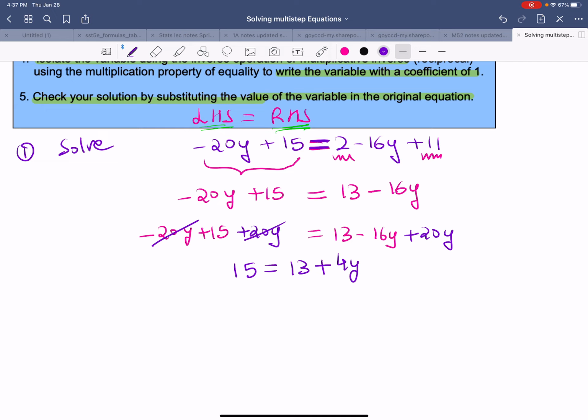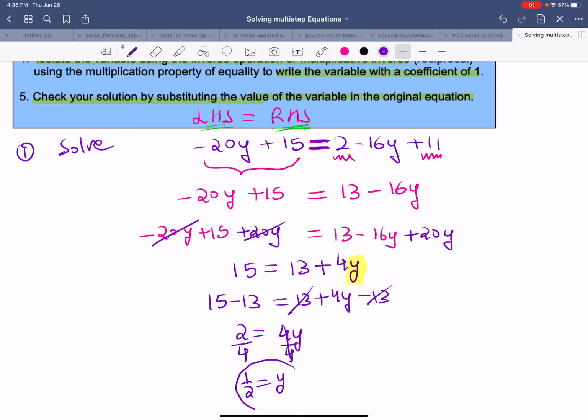Next step, my goal is to isolate the y. I want to have only this y on this side, nothing else on this side. So I'm going to move the 13 to the left-hand side by subtracting 13 from both sides. Okay, 13 take away 13, that will be gone from there, and I'll be having 2 equals 4y. Last step, I need to isolate the y. 4 is being multiplied with the y, and I need to undo that multiplication. So I need to do the inverse operation of the multiplication. So I'm going to divide both sides by 4. So that leaves me with 1/2 is equal to y.